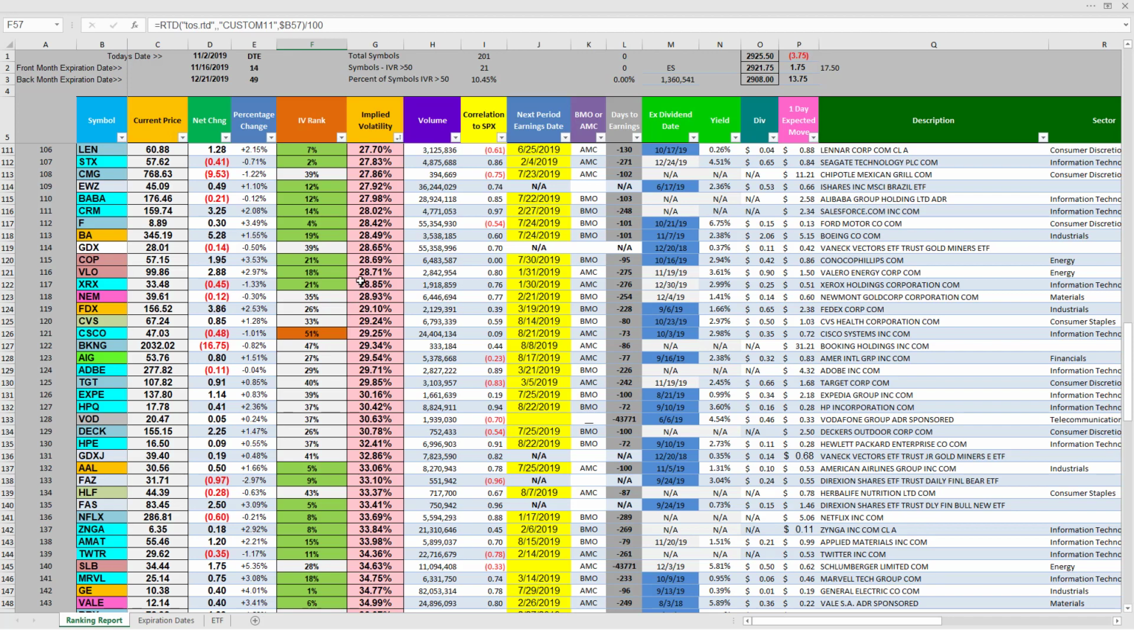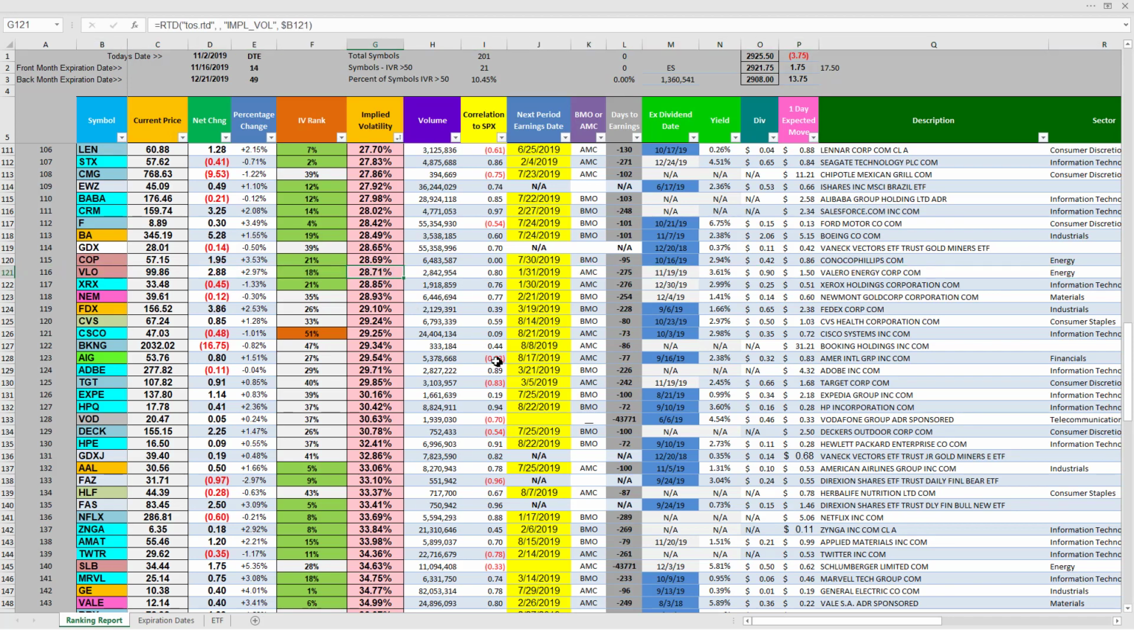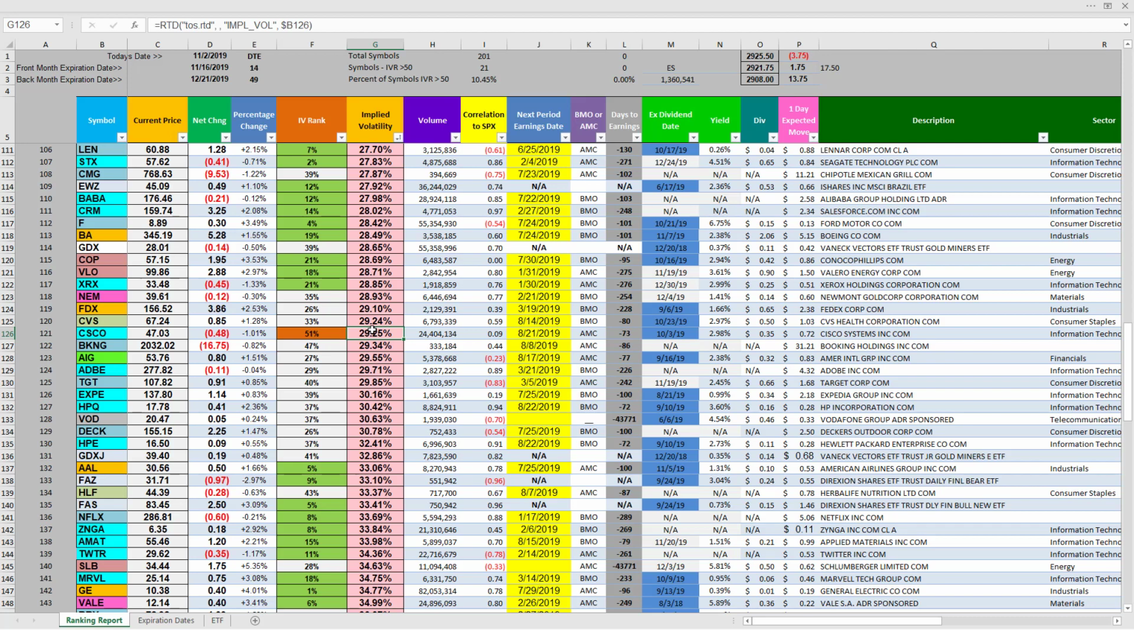This is a close enough example. The implied volatility on VLO is 28%, 29%. So the implied volatility on Cisco is 29%. But what does that mean? What that is telling me is that Cisco has an IV rank of 51%. So a 30% implied volatility kind of represents that Cisco's right in the middle of its range.